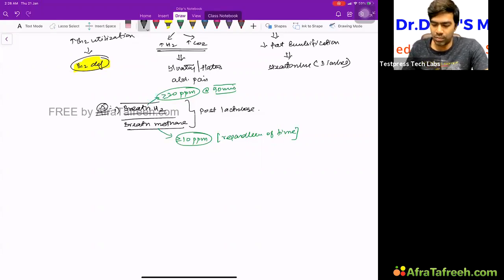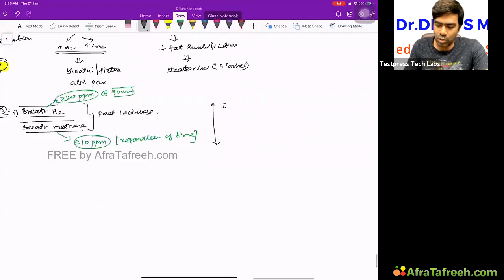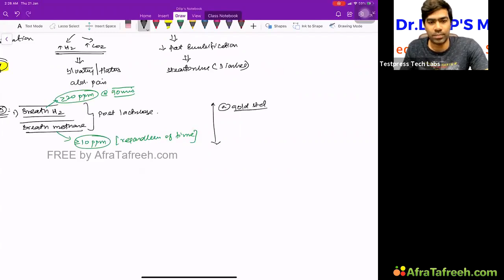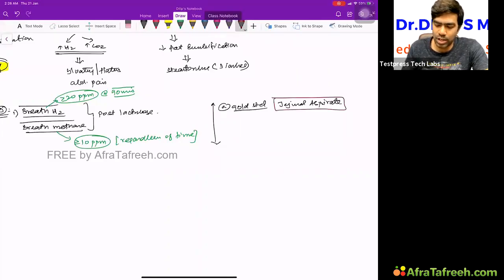This is one type of non-invasive test. But if they ask you the gold standard, it is the aspirate culture. So you are going to do something called a jejunal aspirate. This is a very common question in exams. If at all you need to diagnose SIBO, if they ask you the absolute gold standard, the answer is jejunal aspirate.